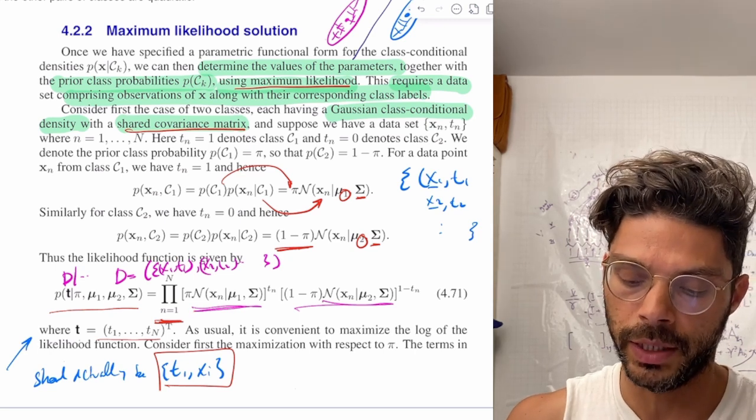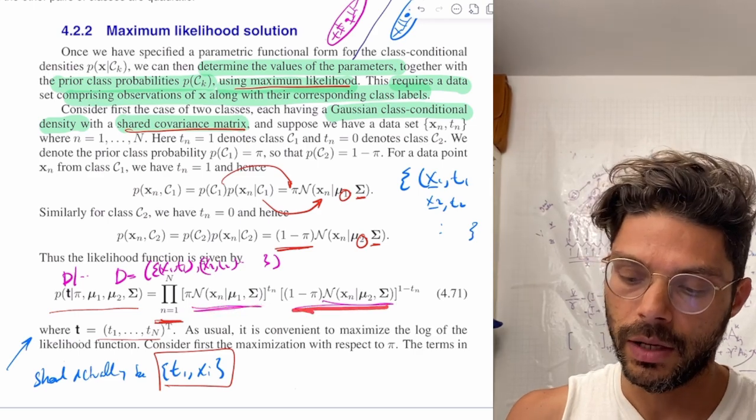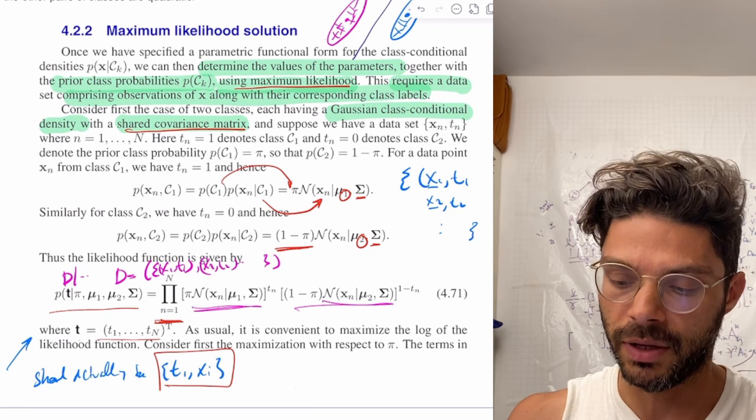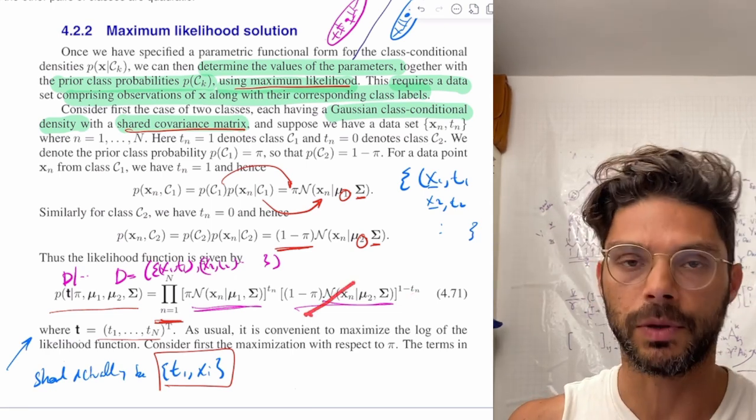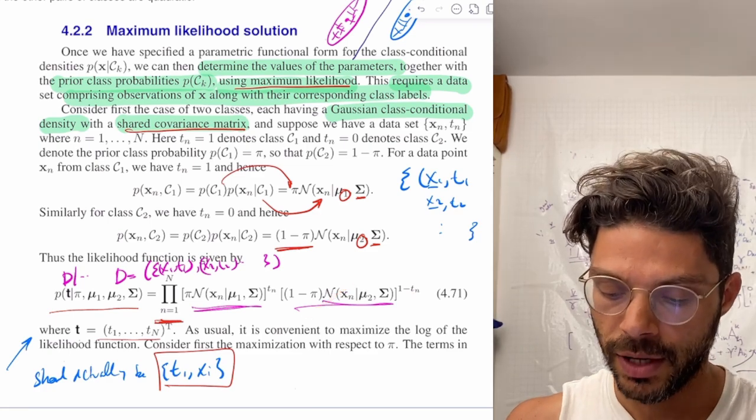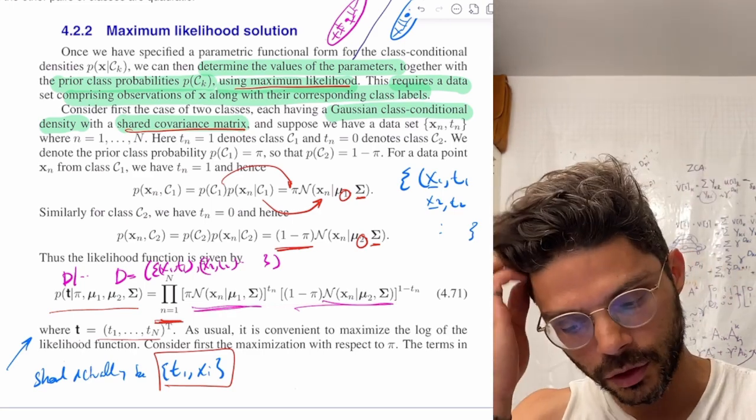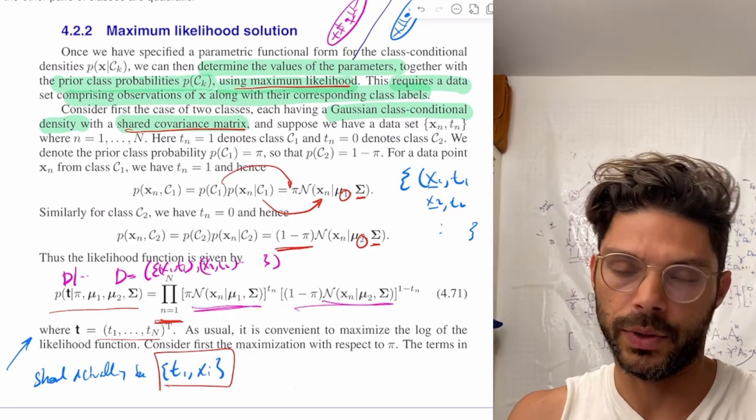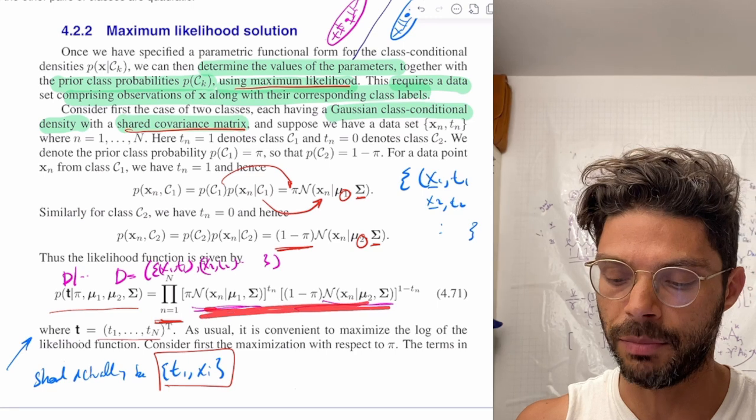So if t_n is 1, then this thing goes through as it is, and this one just becomes 1, because 1 minus t_n is going to become 0, so that will just go to 1, and vice versa. So this is the important formulation. You could do it another way as well, with if statements and sort it out that way, but this is a very simple way of doing that.